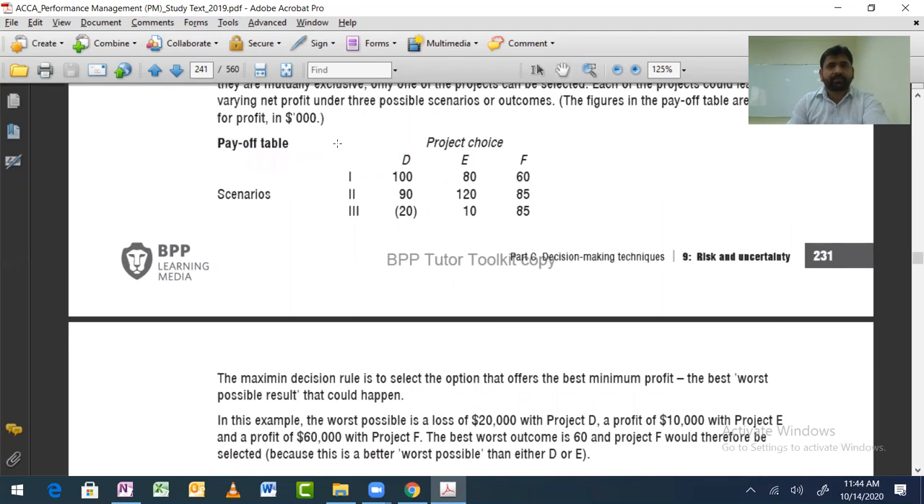I can do the copy paste. So let's take the whole thing.